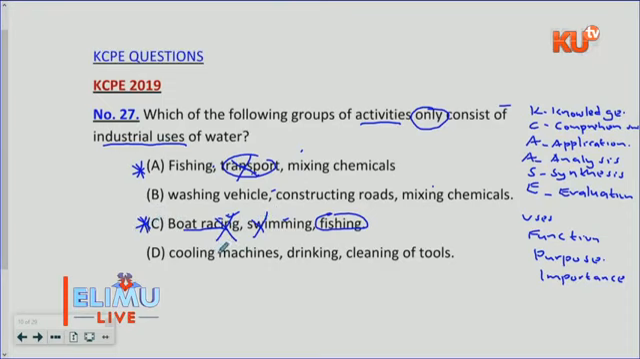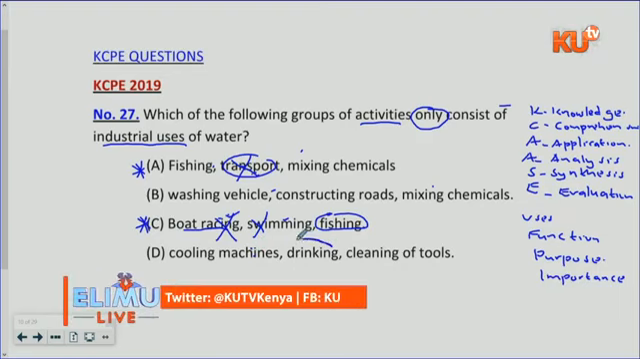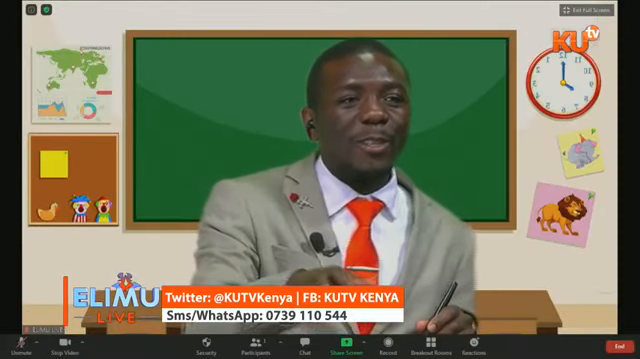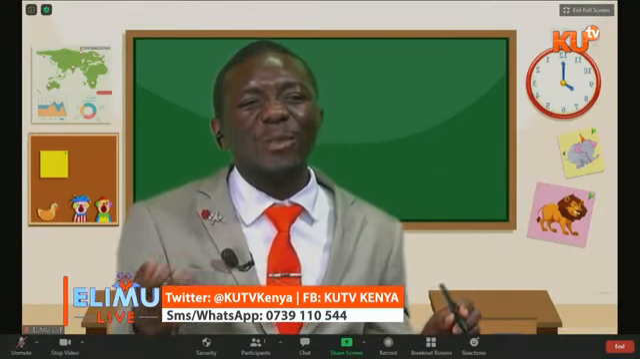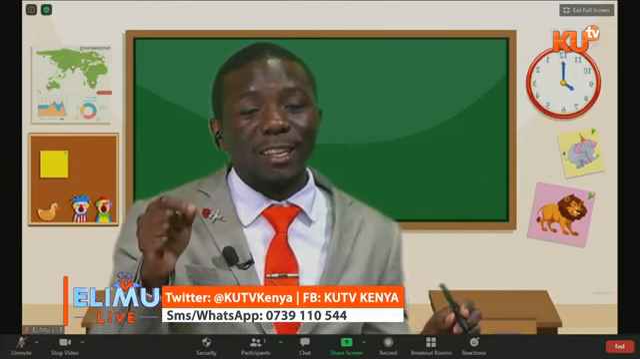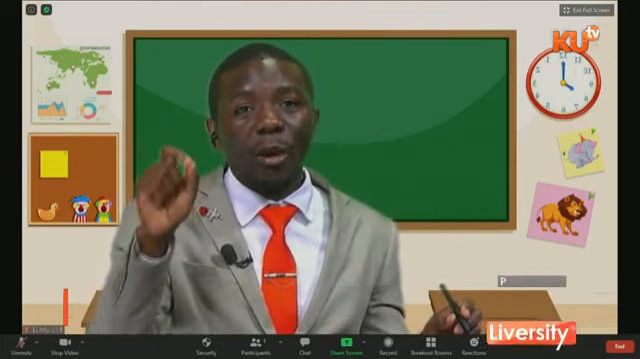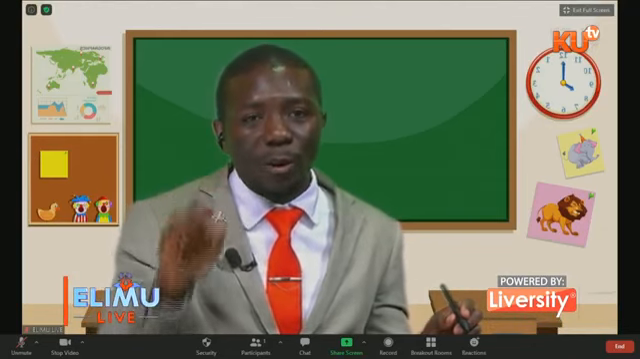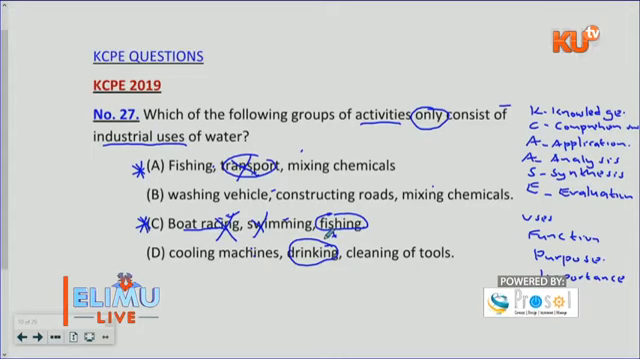We come to choice D. We have got cooling machines. This one we know is an industrial use of water. Drinking. Don't over-reason and say those people who work in industries also drink water. Yes, they drink, but this is science. According to the syllabus, drinking we categorize as a use of water at home. So this drinking here eliminates everything on choice D. Even cleaning tools, I leave it like that. Because of this drinking, I have eliminated choice D.